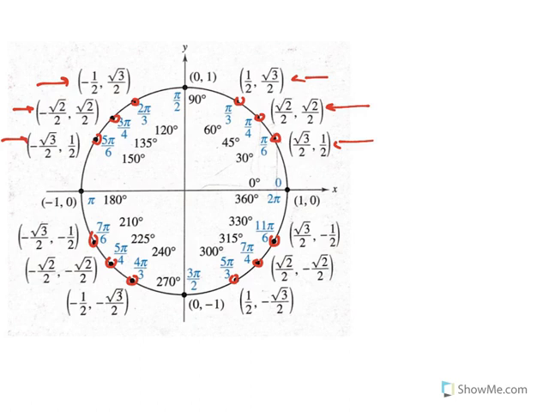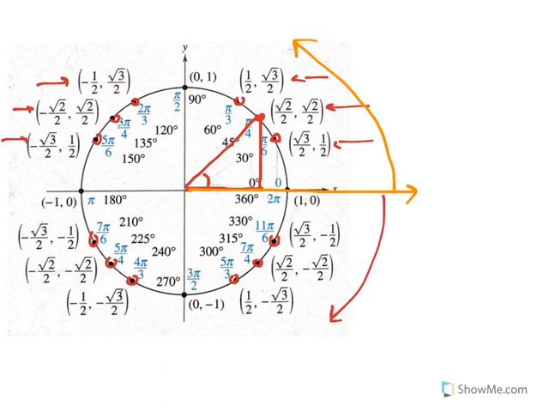So for example, let's look at the 45-degree, 45-degree, 90-degree special right triangle. So this angle is 45 degrees. Now, on the unit circle, we measure angles as rotations of a ray. The initial side of the angle is along the positive x-axis. And if we have a counterclockwise rotation, we will have a positive angle. If we have a clockwise rotation, we will have a negative angle.